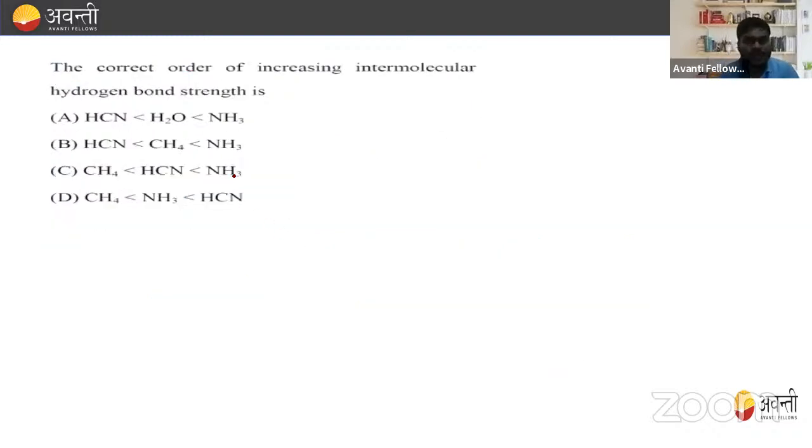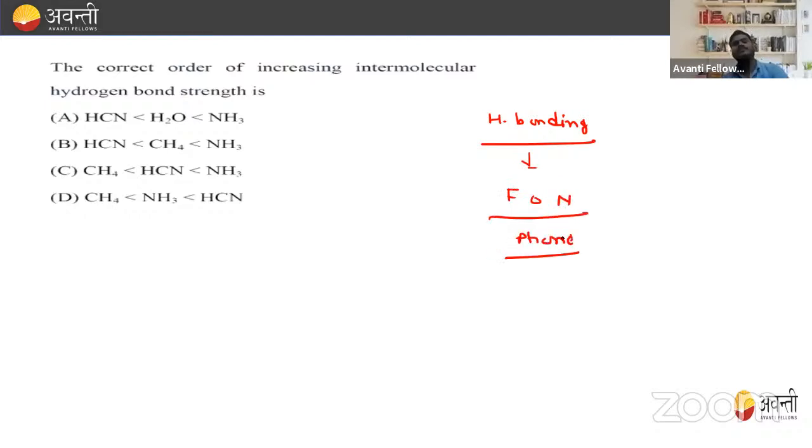Now, the correct order of increasing intramolecular hydrogen bonding strength. You have to find the correct order of increasing. So this question is basically based on hydrogen bonding. What is the concept behind this question, beta? We know that hydrogen forms a bond only with three elements. Just remember that as FON: fluorine, oxygen, nitrogen, because only these three elements have electronegativity greater than hydrogen. So hydrogen forms a bond only with these three elements, known as hydrogen bonding.